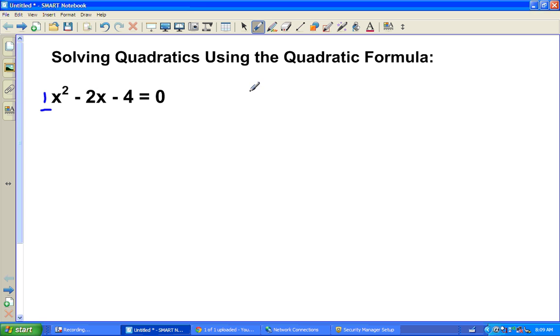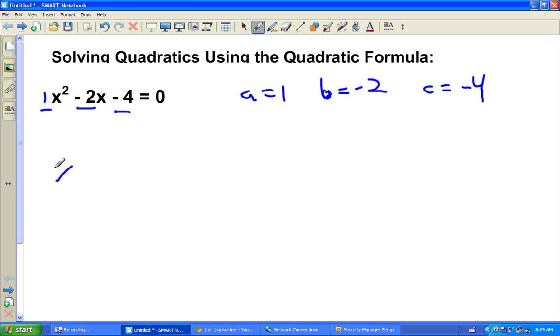There's a 1 there, and we're going to call that A, and there is a coefficient in front of the x term, which we call B, which is -2, and C is the constant term, which in this equation is -4. Okay, so we need to understand that.